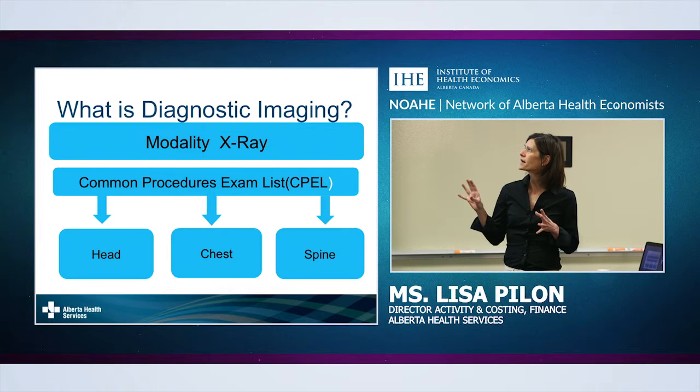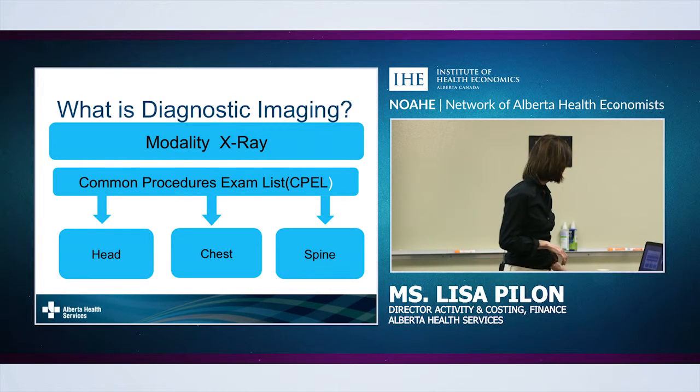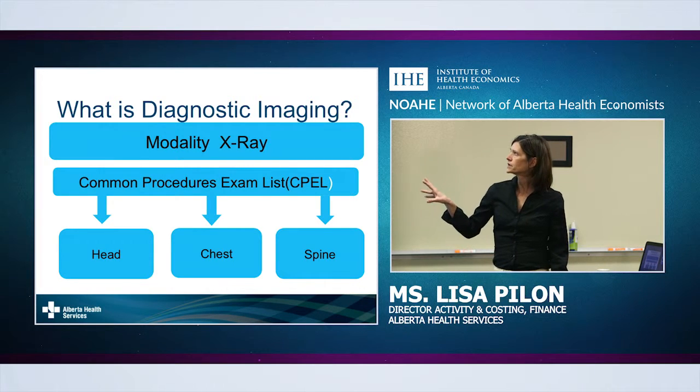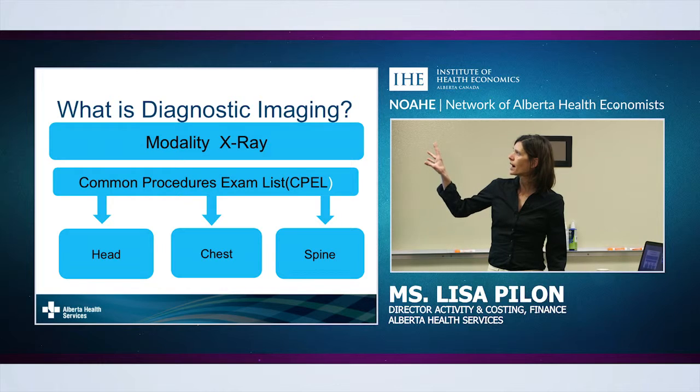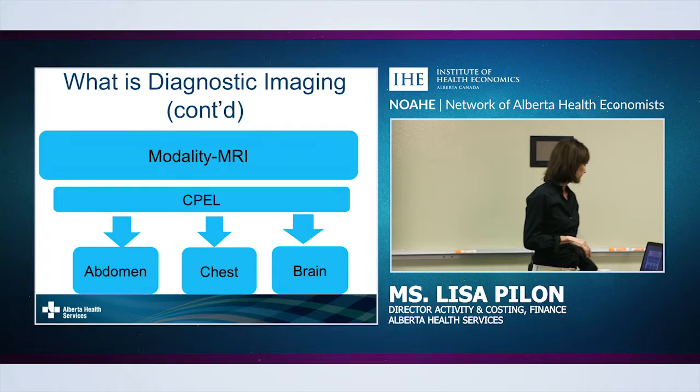You'll hear the terminology modality, and you'll hear the terminology CPEL codes, and there's an example of how the two break down. Here's another example of modality versus a CPEL. An MRI would be what they consider costing at a modality level. Then we have things that go even more granular: abdomen, chest, and brain.